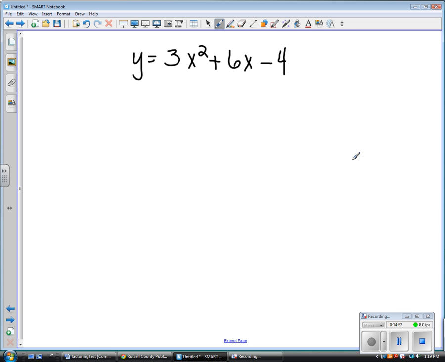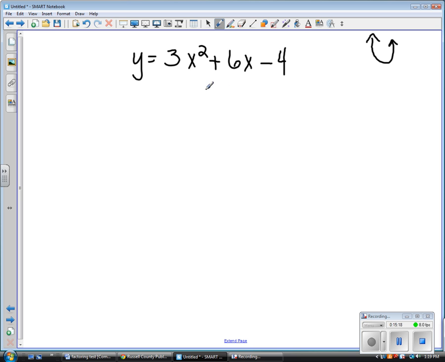First of all, over here to the side, tell me things you already know. Is it going to open up or down? Up. Why? Because A is greater than 1. So I know it's going to open up.